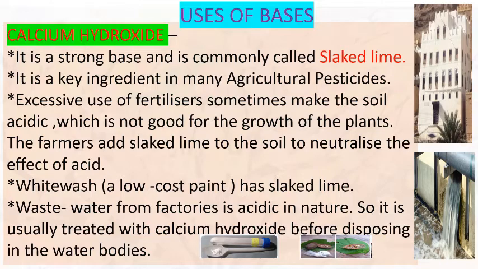A solution of calcium hydroxide is also used for whitewashing. Calcium hydroxide reacts slowly with carbon dioxide in air to form a thin layer of calcium carbonate on the walls. This gives a shiny finish to the walls. Wastewater from factories is acidic in nature, so it is usually treated with calcium hydroxide before disposing in the water bodies, so it will not harm the aquatic life.